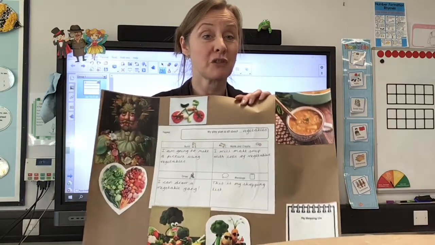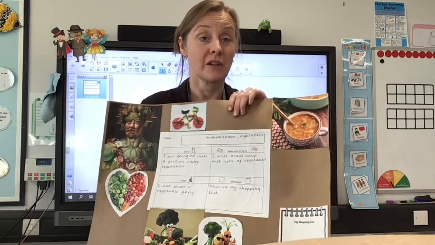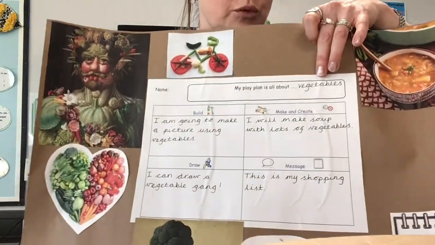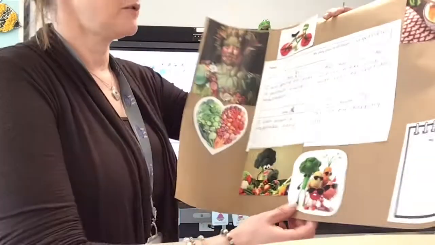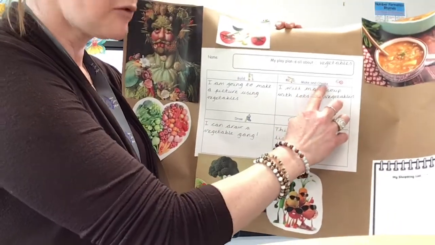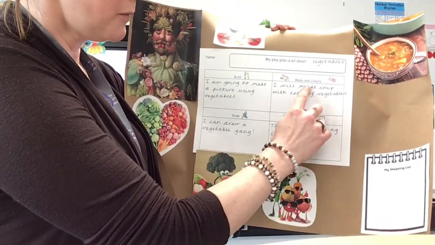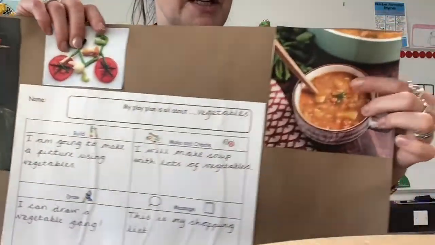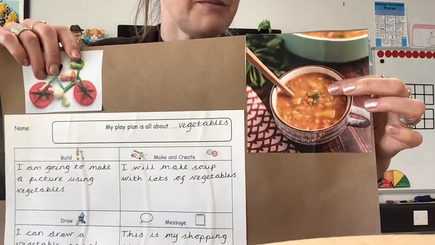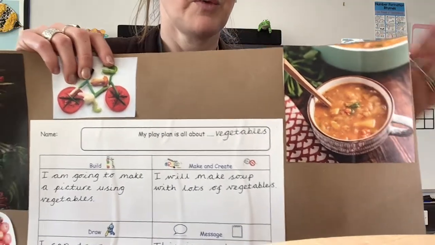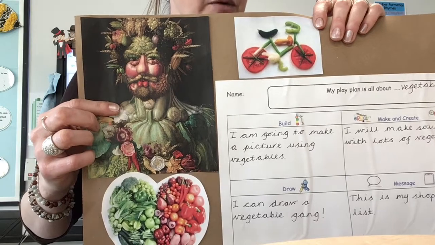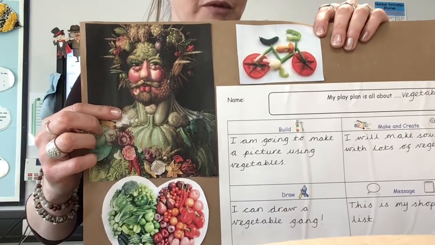Today we're going to have another look at Play Plan. I want to show you another one with some ideas that I did at home. This Play Plan is all about vegetables. Let's have a look at what I chose to do. In my Make and Create, I've said that I will make soup with lots of vegetables. There's a picture of the recipe that I want to make so I can make some soup with vegetables.